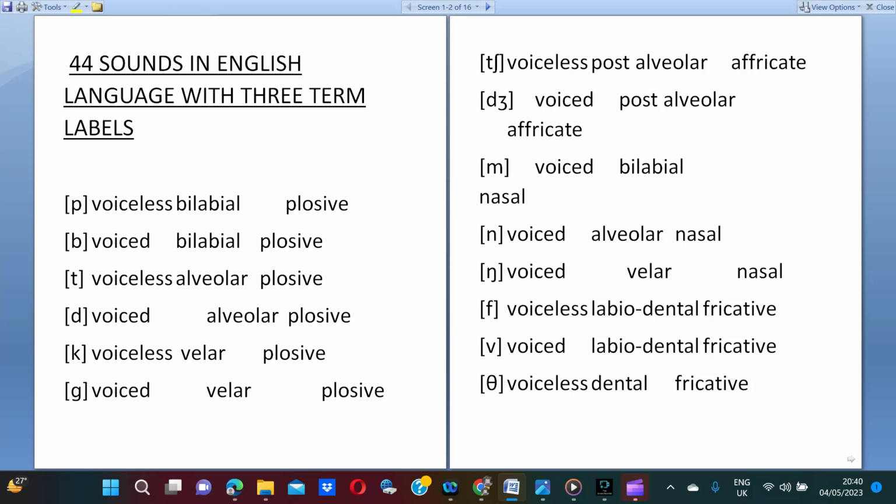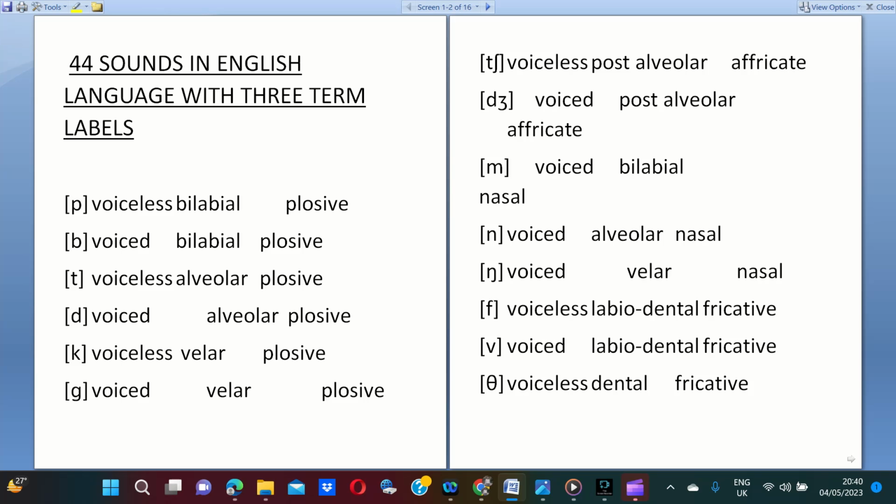Next, bilabial sound. While producing this sound also, two lips are involved. Voiced one. While producing this sound, two vocal cords are vibrated. Where are vocal cords situated? They are in the glottis. Glottis is where vocal cords are situated.